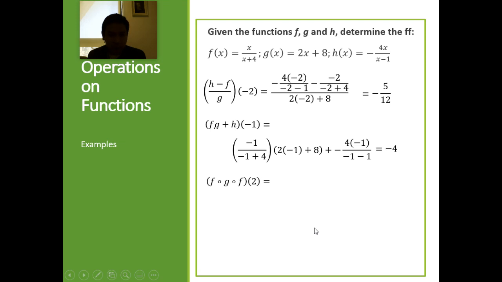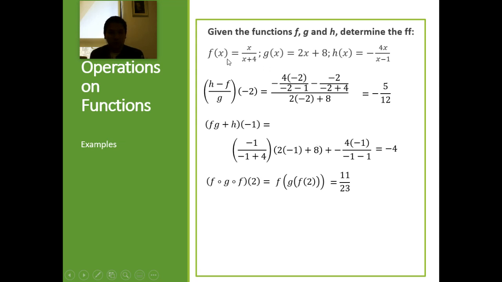Now, what happens if we do compositions? Now we have f of g of f of 2. Again, this would mean that we take f of 2 as the input for g, and then the output of that becomes the input for f. So again, 2 becomes the input for f, so we take f of 2 as the input of g, and then g of f of 2 becomes the input of f again. So from here we get this notation ends up with the value 11 over 23.